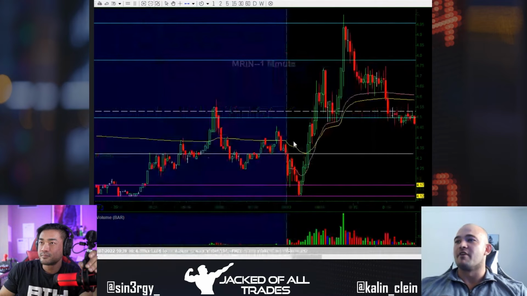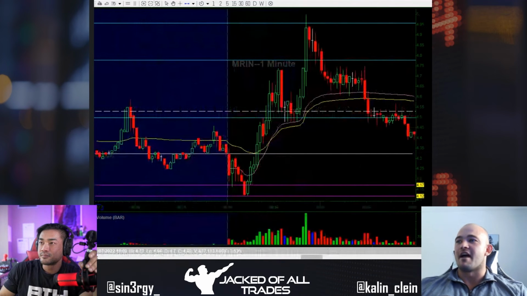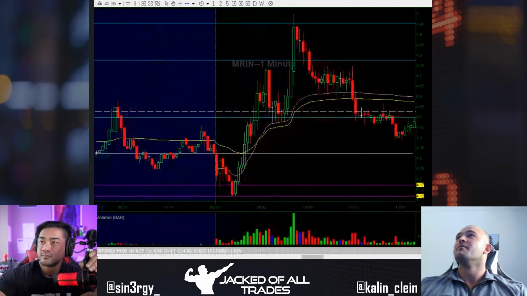But one of the other things I wanted to show you guys is how you can use this on different time frames. Everybody trades on different time frames depending on what you're doing. Oh, what did I just do there?